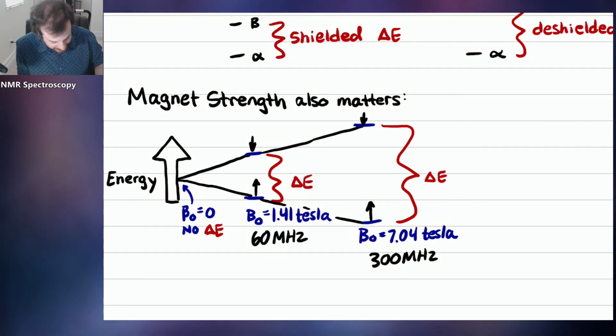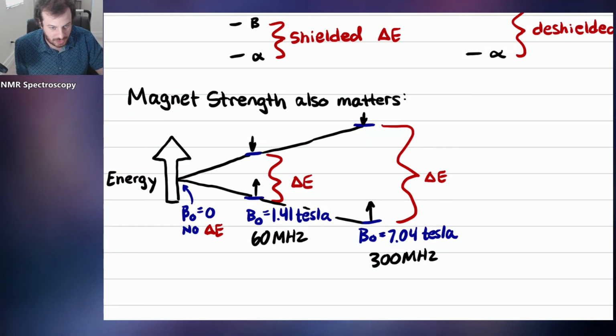And so here you can see that if the magnet strength is 0, there is no delta E. But if the magnet strength is increased to 1.41 Tesla, which is the unit that magnets are measured in, that gives you an energy difference of about 60 megahertz.